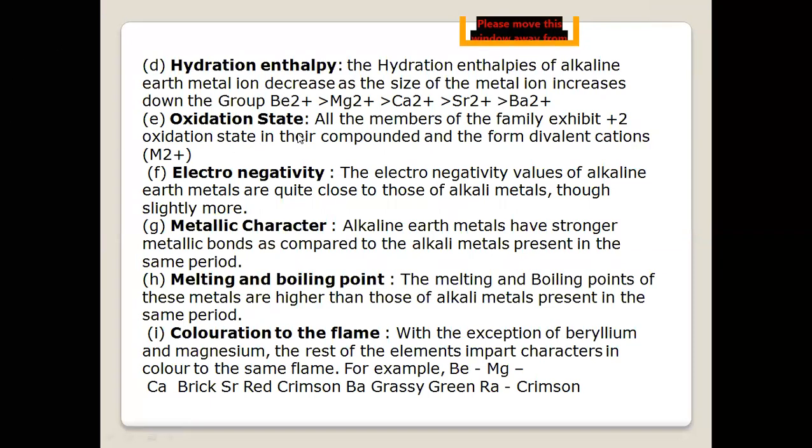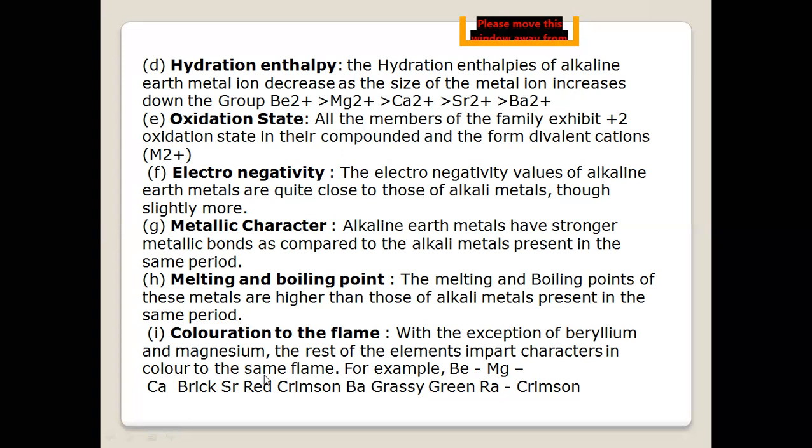So the oxidation states are +1 and +2, as it is in group 2, the alkaline earth metals. And the electronegativity. Here the electronegativity values of alkaline earth metals are quite close to the alkali metals, though slightly more. So it has a high electronegativity compared to group 1. And what about the metallic character? Alkaline earth metals have a stronger metallic bond as compared to the alkali metals. So the melting point and the boiling point are also higher than those of alkali metals.